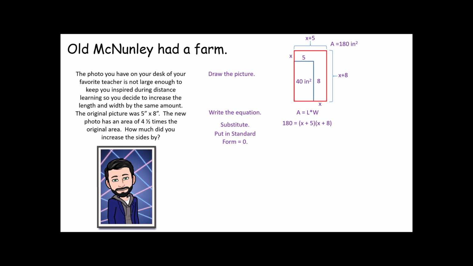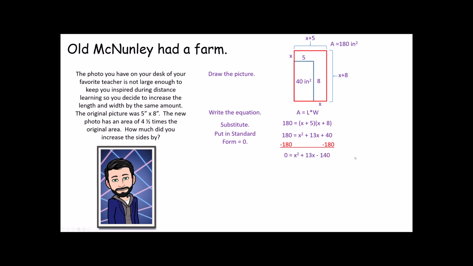I need to multiply these two binomials together using the FOIL method: x times x, x times 8, 5 times x, 5 times 8. When I do that, I get x squared plus 13x plus 40. If that's a struggle for you, you're going to want to go back and watch the video on multiplying polynomials. Once I've done that, I need to move this 180 to the other side by subtracting 180. And that puts us here.